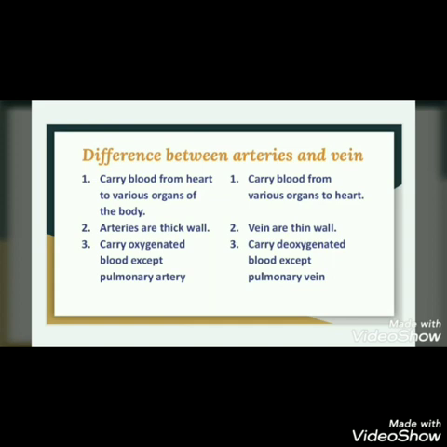Arteries carry oxygenated blood except the pulmonary artery, which carries deoxygenated blood. Veins carry deoxygenated blood except the pulmonary vein, which carries oxygenated blood. In the human heart, the pulmonary artery carries the deoxygenated blood, and the pulmonary vein carries the oxygenated blood.